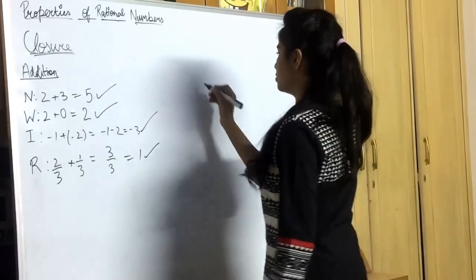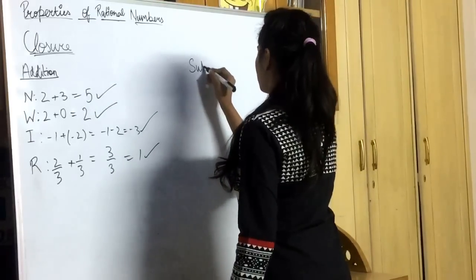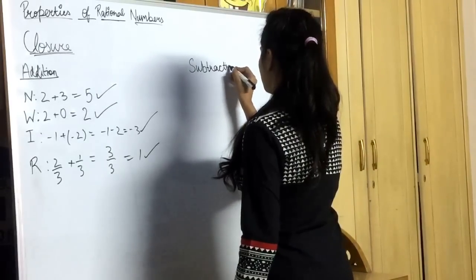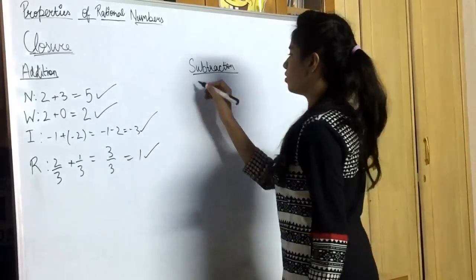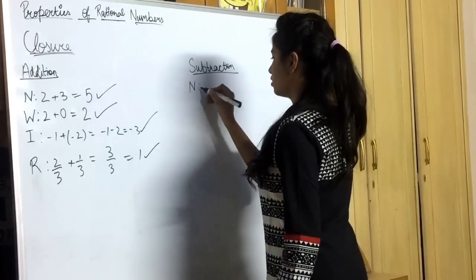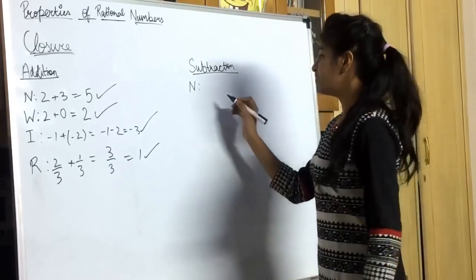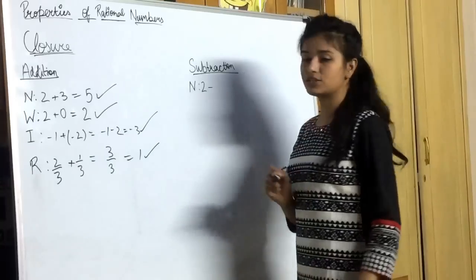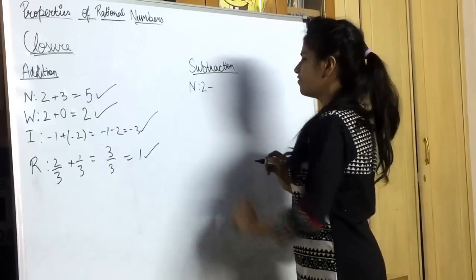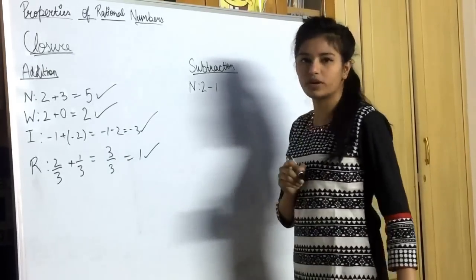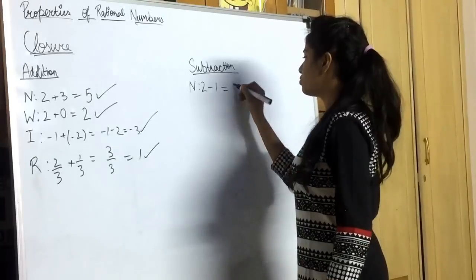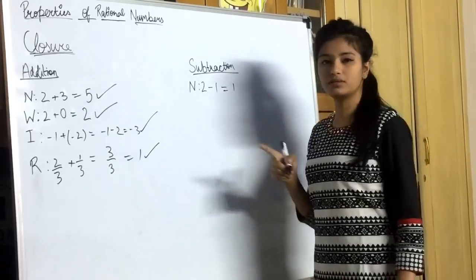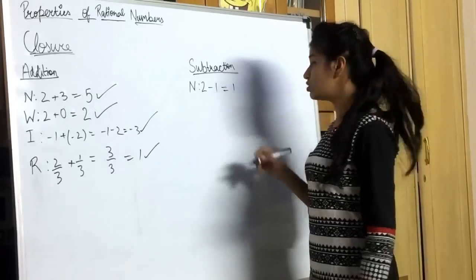Now looking at subtraction. Subtraction of natural numbers. We take a natural number, say 2, and another number which is smaller than 2, we take it as 1. So the answer comes out to be 1. Is 1 a natural number? Yes, 1 is a natural number.